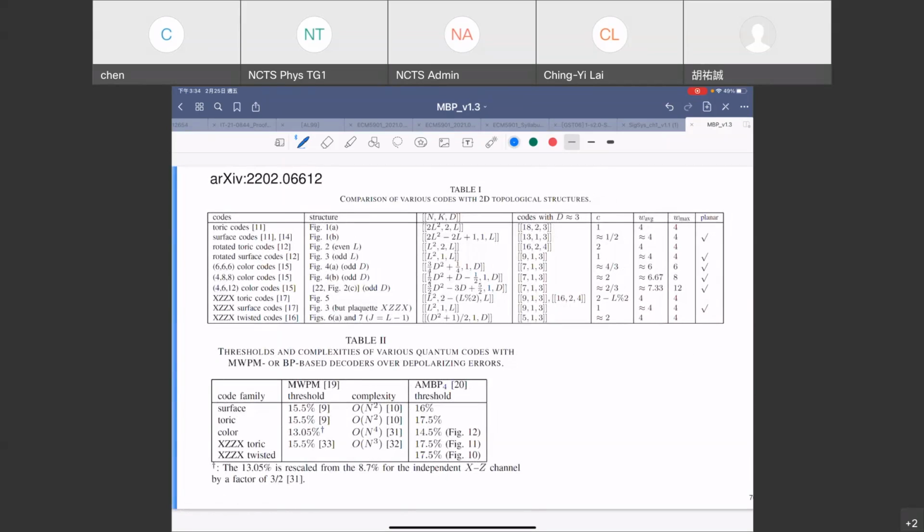You can see in the first column here, the thresholds are from the minimum weight perfect matching algorithm, and the second column here is from our algorithm, MBP. And we compare this surface code, toric code, and color code. This color code is the 666 color code, because this code has more symmetries in the structure, so it will have higher threshold. You can see our numbers are better than the perfect matching algorithms.